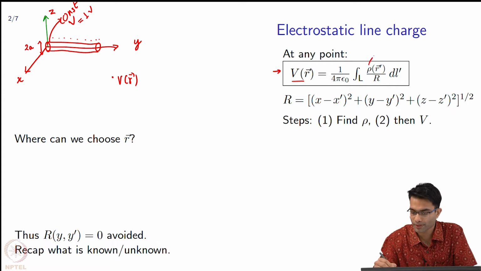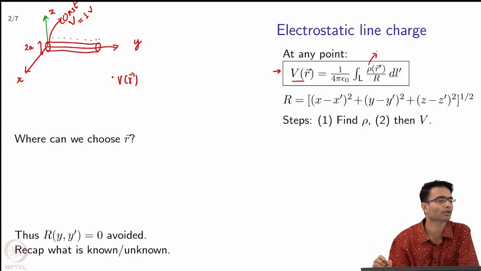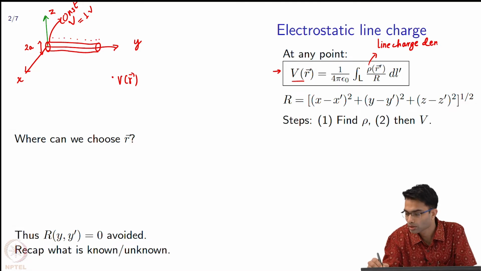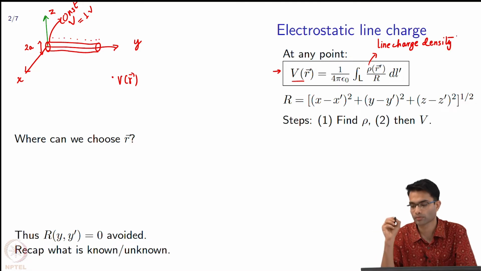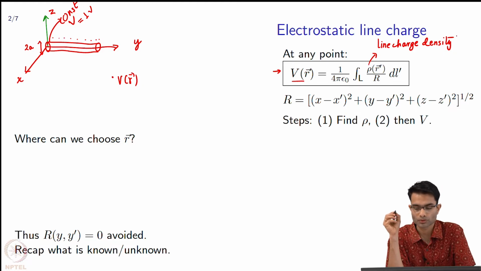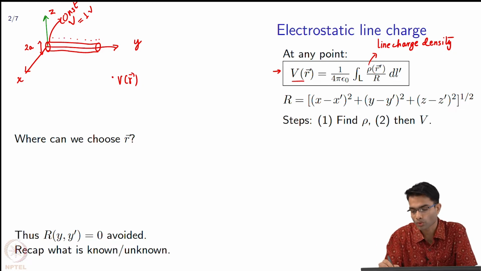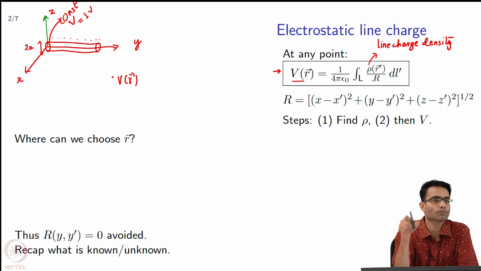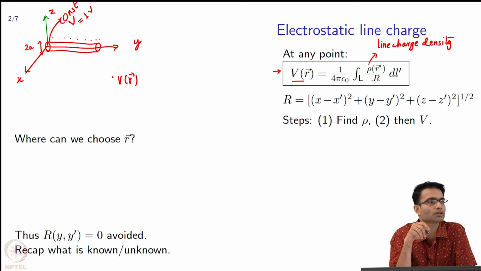So what is rho over here? What would you call it? Line charge density, right. So rho integral dl, and I have in the denominator should be what physically? Distance between the charge and the point, right. That is what gives me the total potential.